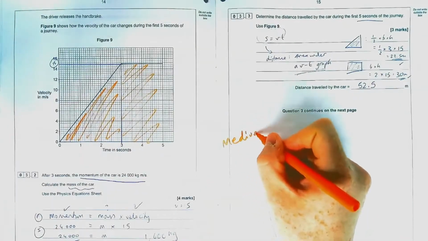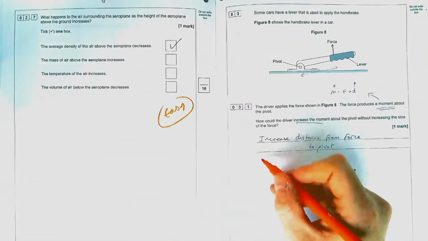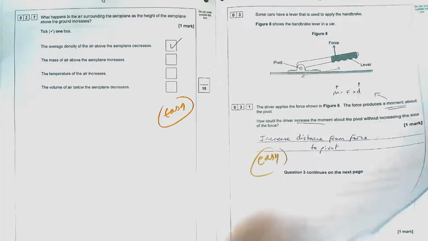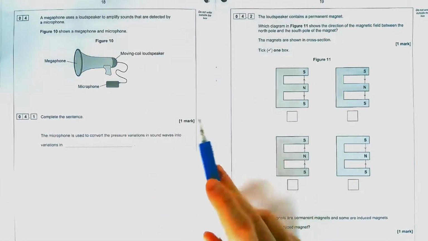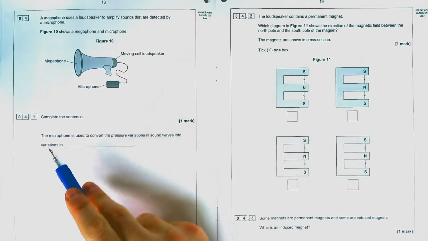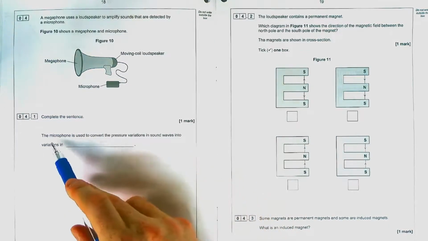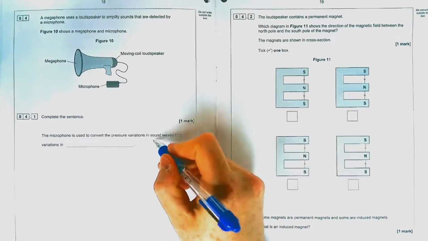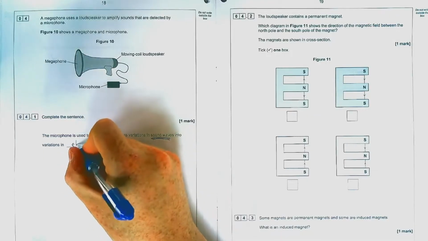Okay, moving on to question 4. We've got our lovely magnetic field, a loudspeaker, and a microphone, and we're going to talk about both of those in this question. The question says the microphone is used to convert pressure variations in sound waves to variations in... the idea is a microphone sends an electric signal, so it's variations in electric current. That is the purpose of a microphone. A speaker would be the opposite: a speaker converts current into sound waves, but we don't need to worry about that for this question.